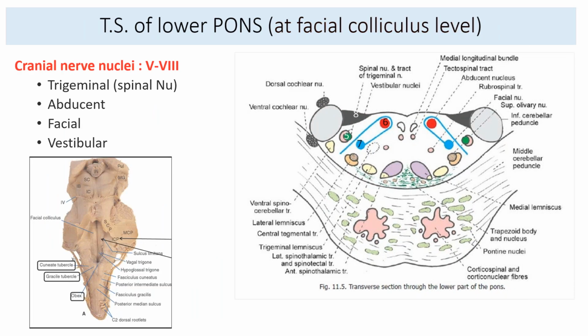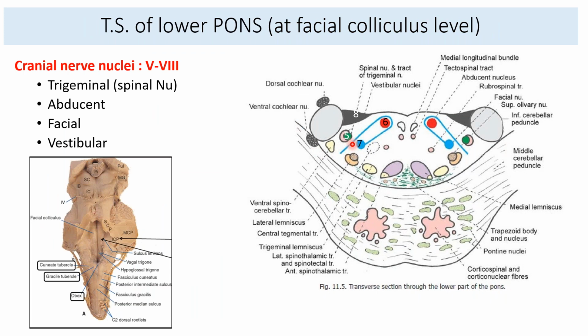So these are the cranial nerve nuclei which are appreciable at the level of facial colliculus cut section. Remember, from 5 to 8 cranial nerve nuclei. Number 5 is over here, spinal nucleus. Number 6, this abducent nucleus is over here, just beneath the facial colliculus, which is a raised elevation on the dorsal aspect in this level.